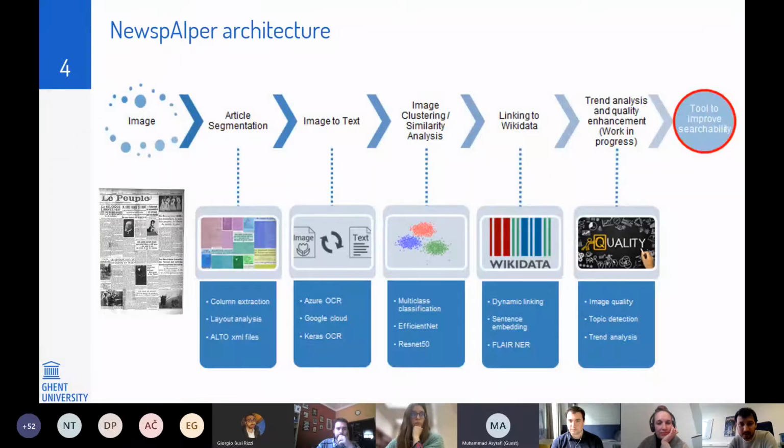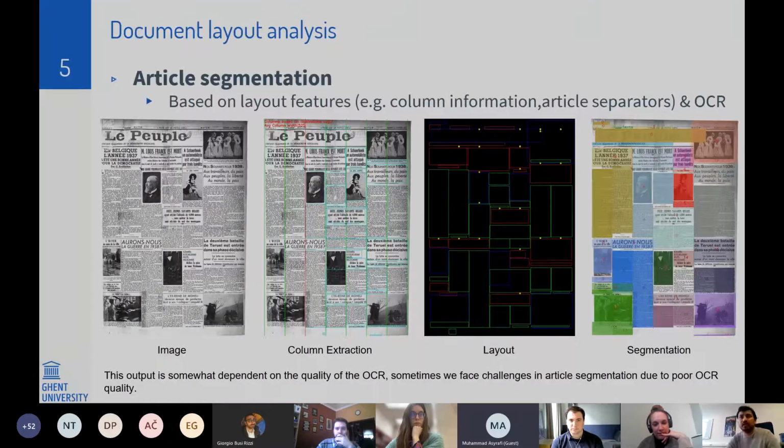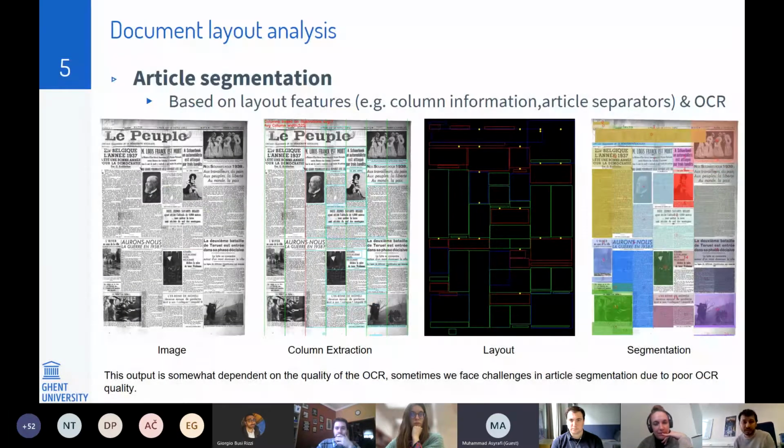So this is our generic workflow that we proposed. This work is still under review for publication. It's a complete workflow where we had an image of a newspaper, then we applied segmentation and extracted the text, and then three techniques for image clustering, linking, and quality improvement. That's all combined into a searchability tool.